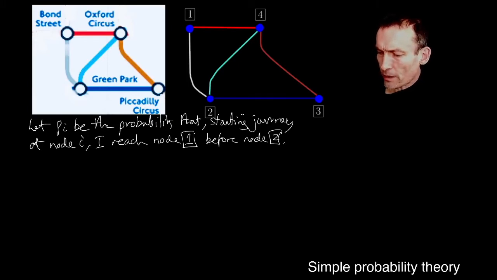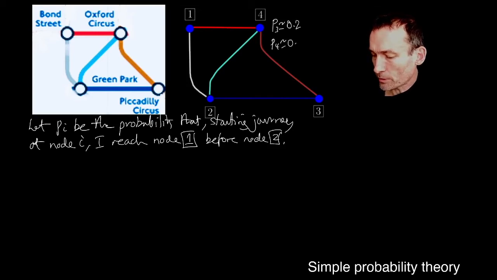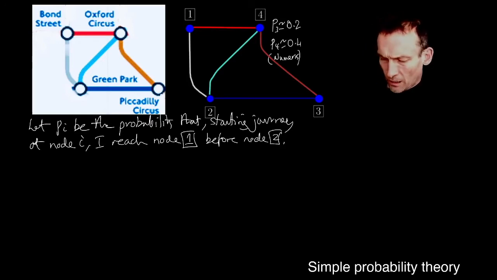So we just found numerically that P3, which is the probability of reaching node 1, Bond Street, before node 2, Green Park, starting at Piccadilly Circus, was about 0.2 numerically speaking, and P4 we found to be approximately 0.4. So this is all numerics. Okay. Here's an observation though. What's P1?